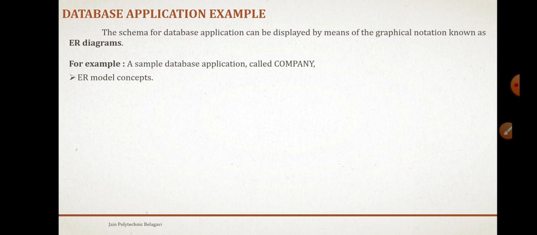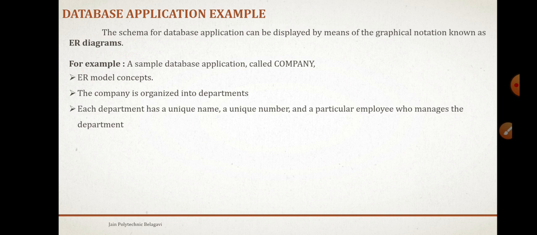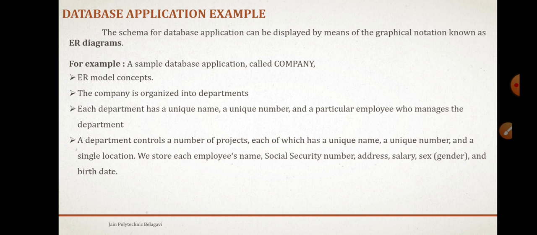So, ER model concepts: the company is organized into departments. Each department has a unique name, a unique number, and a particular employee who manages the department. A department controls a number of projects, each of which has a unique name, a unique number, and a single location. We store each employee's name, social security number, address, salary, sex, and birth date.